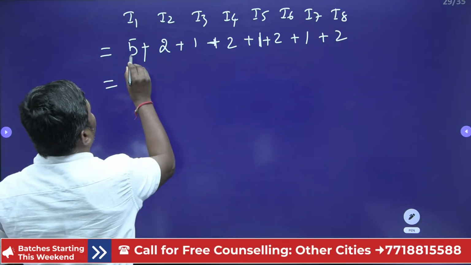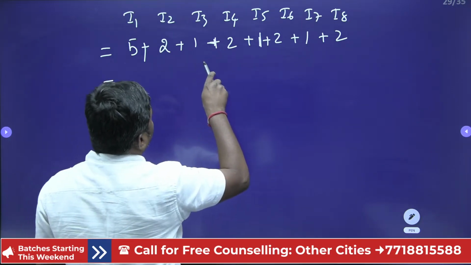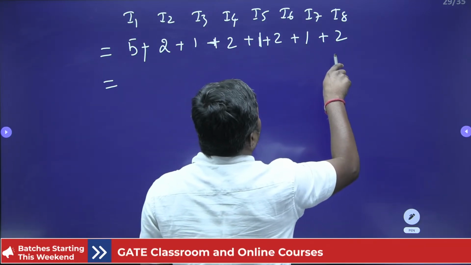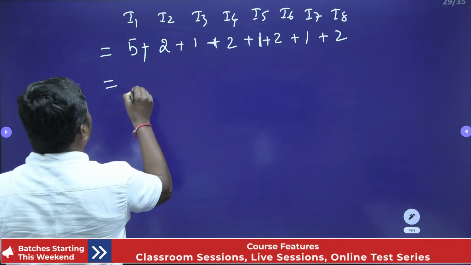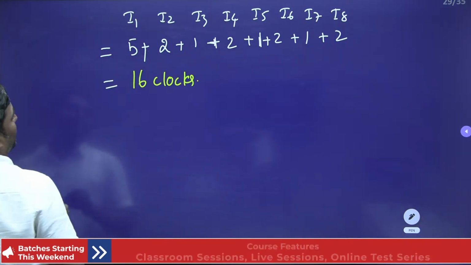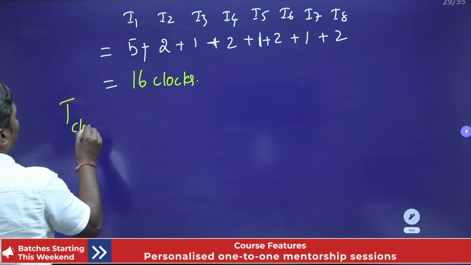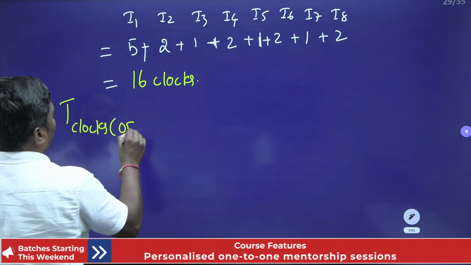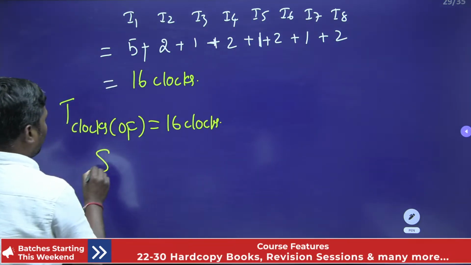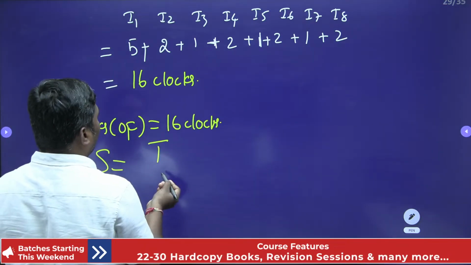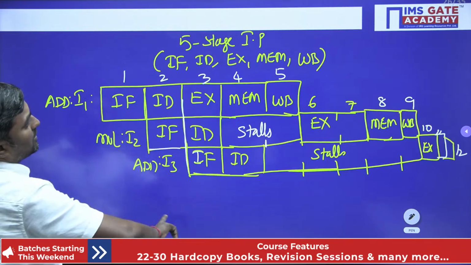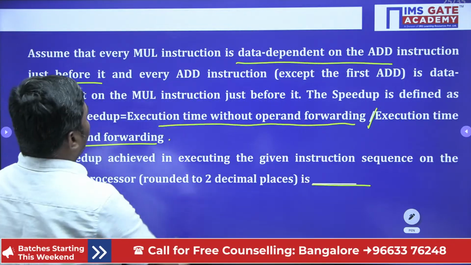Now count it: 5 plus 2, 7, 8, 10, 11, 13, 14, 16, yes. So 16 clock cycles happen. How many? 16 clock cycles. So if you use the operand forwarding mechanism, 16 clocks happen. What is the speedup factor? The speedup factor is based on time or number of clock cycles. But are they given any stage delays here?